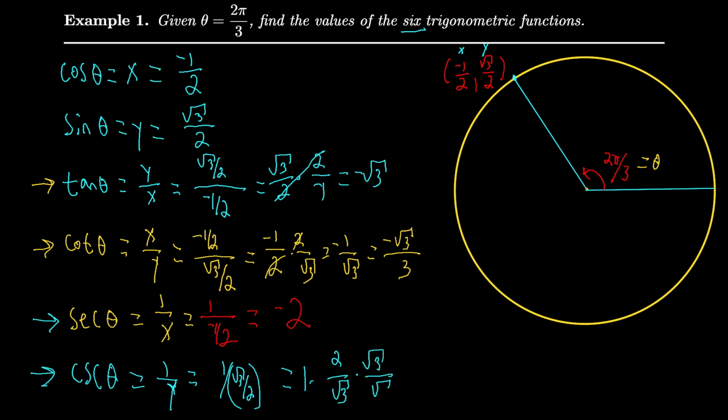Multiply by root 3 over root 3. That's just 1, so 2 times root 3 is 2 root 3. And by definition, anything times itself is that thing squared. Root 3 times root 3 is root 3 squared. If you square a square root, you just get what's underneath. So 2 root 3 over 3. That's what the cosecant of theta is for 2 pi over 3.